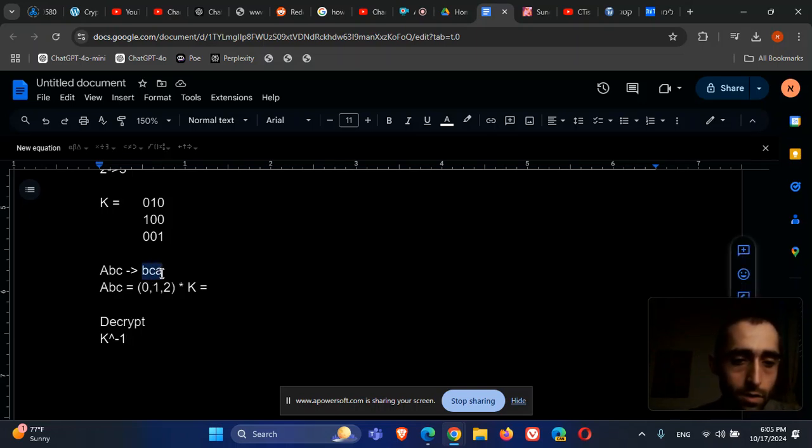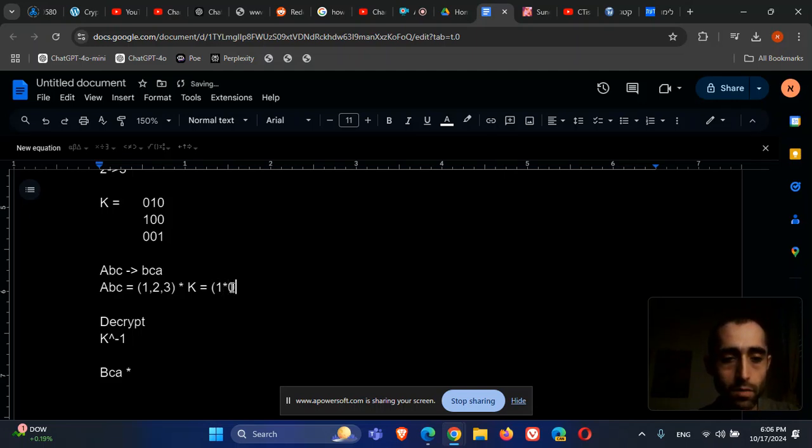I will take this example and multiply, working on the places. So this is place 1, this is place 2, this is place 3, and when I multiply by the matrix, I will get the new places. Maybe we'll do it. Okay, let's do one time. Let's multiply the vector 1, 2, 3 as the positions by the matrix K.